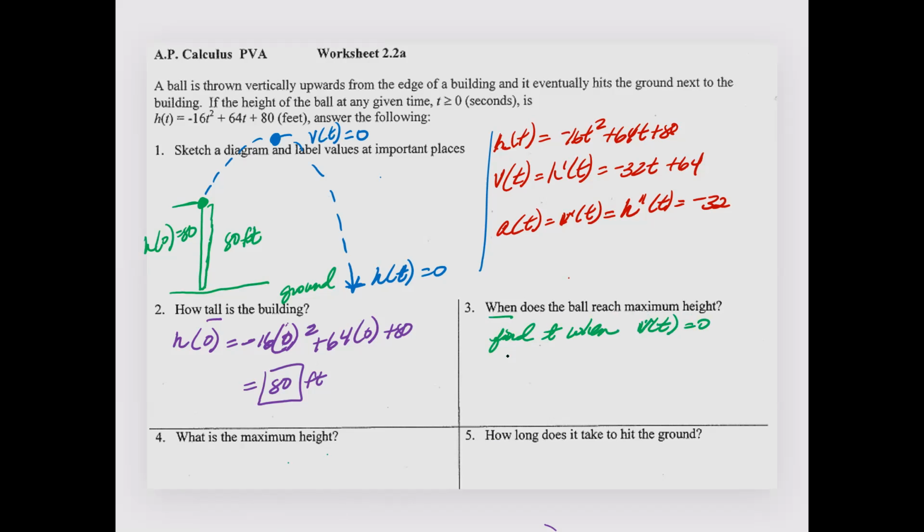I know that my velocity is going to be negative 32t plus 64 equal to 0. So go ahead and solve for t. Once you solve for t, you have 32t equals positive 64. Divide both sides by 32. You should have t is equal to 2 seconds.